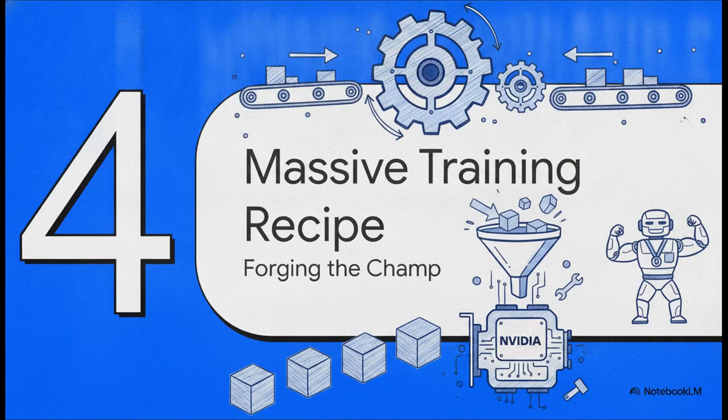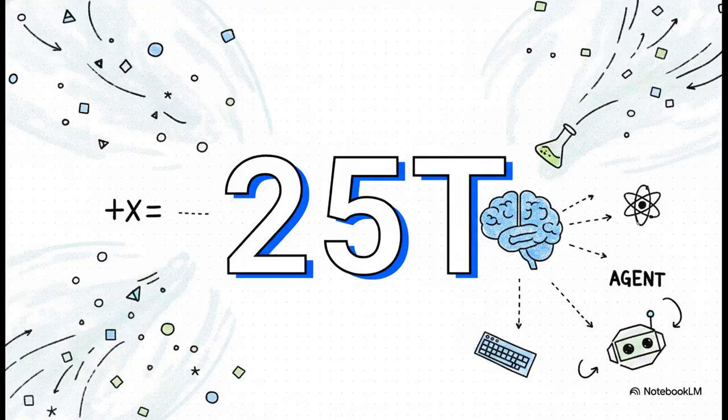Section 4. Let's talk about how this thing was made. The massive training recipe, forging the champ. Look, you do not get benchmark-crushing performance without a ridiculous amount of data, and NVIDIA absolutely brought out the heavy machinery here. 25 trillion tokens. Just let that number sink in for a second. That is the staggering volume of data Nemotron-3 Nano chewed through just during pre-training. It's enough to build this incredible, rock-solid foundation of general knowledge, math, science, and coding long before it ever even started learning how to act like an agent.